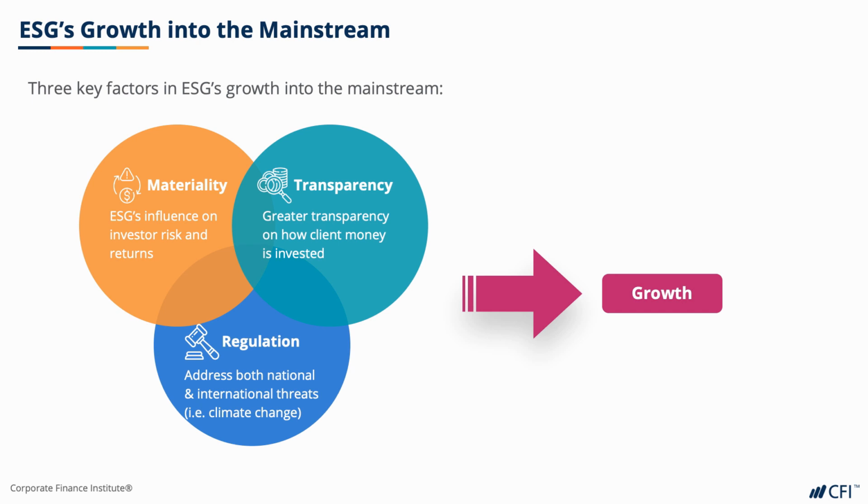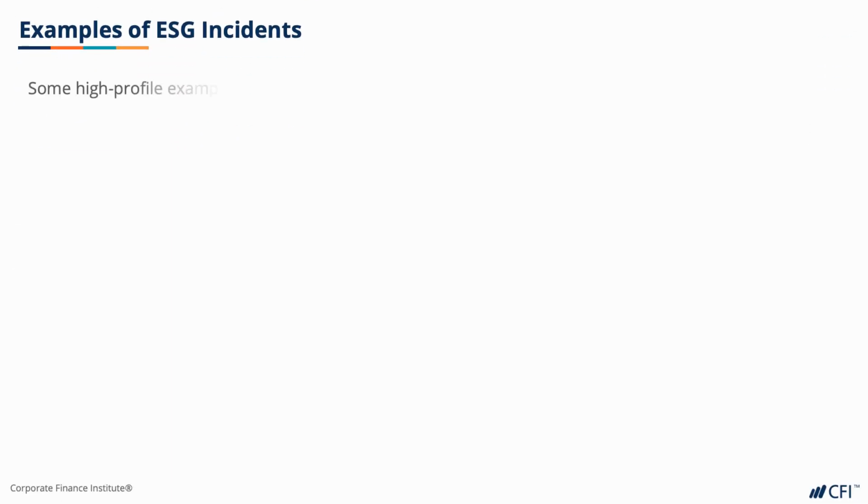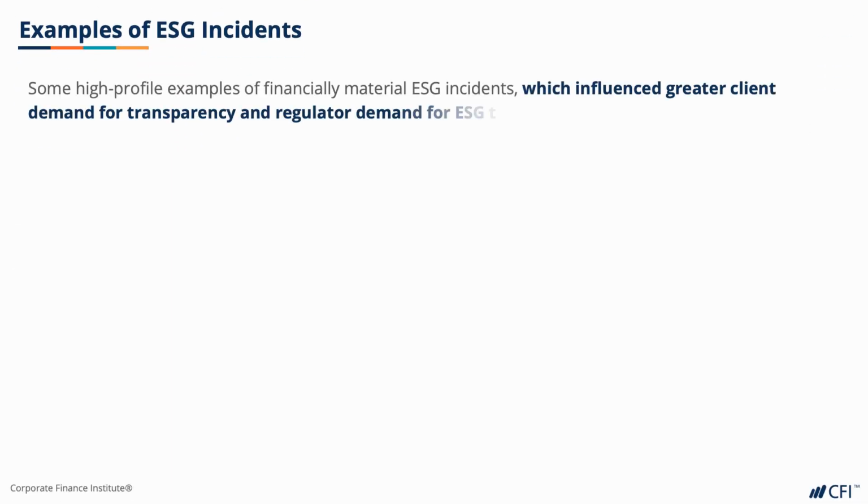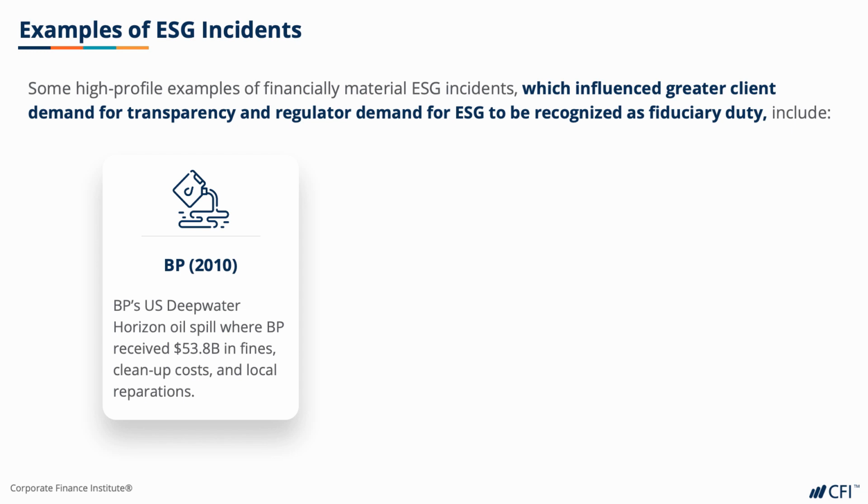National and international regulators viewed the private sector as a key driver for both contributing to and addressing global public threats, such as climate change and human rights violations. Some high-profile examples of financially material ESG incidents, which influence greater client demand for transparency and regulator demand for ESG to be recognized as fiduciary duty, include BP's U.S. Deepwater Horizon oil spill in 2010, where BP received $53.8 billion in fines, cleanup costs, and local reparations.